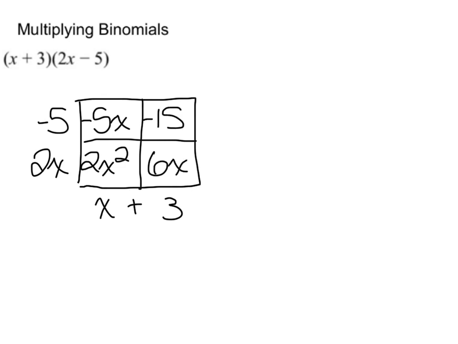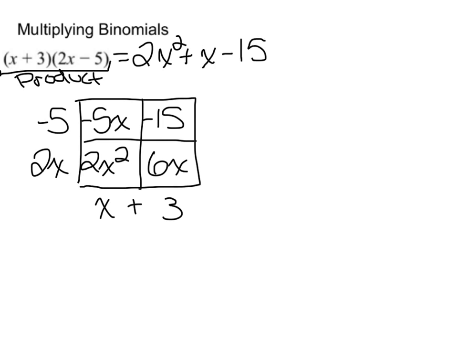Now, as you recall in the last problem, this is the area of that rectangle written as a product. Now I can write the area written as a sum. 2x squared. Now I'm going to combine like terms and get plus x and then minus 15. So this is the area of that rectangle written as a sum.